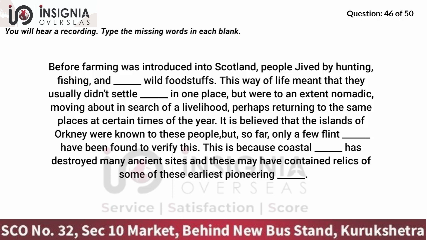It is believed that the islands of Orkney were known to these people, but so far, only a few flint tools have been found to verify this. This is because coastal erosion has destroyed many ancient sites, and these may have contained relics of some of these earliest pioneering colonists.